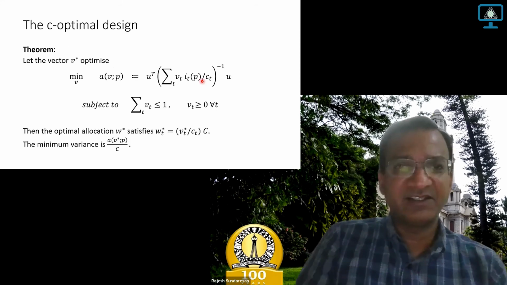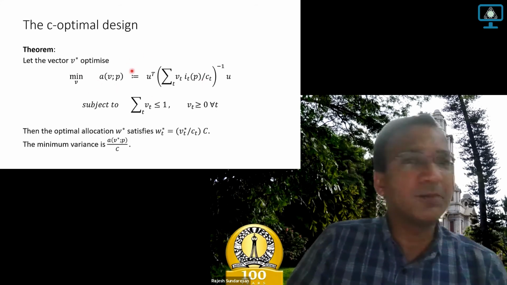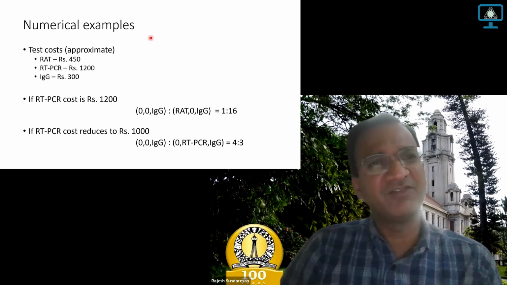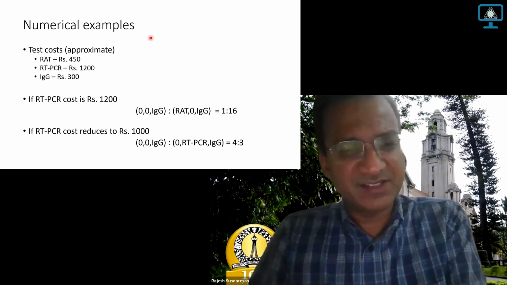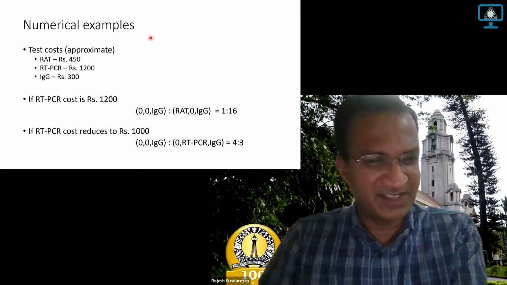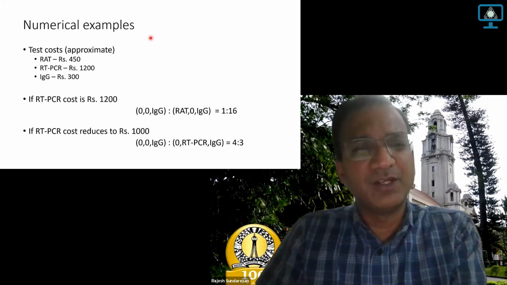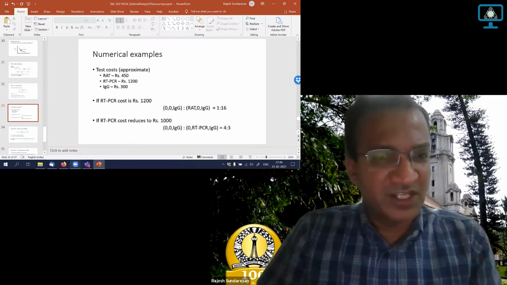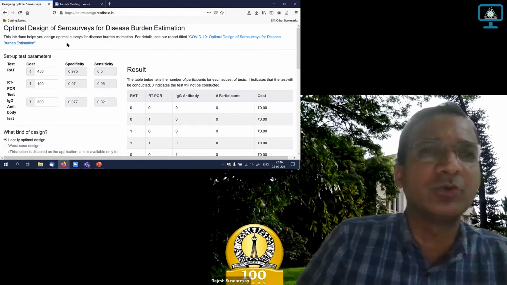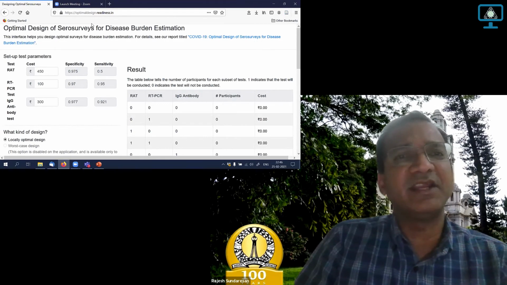And that concludes the discussion about this C optimal design. I now want to maybe give one or two numerical examples and then speak about some extensions. So I'll just do one numerical example. For this, we have built a tool, and I'm going to take you to that tool and demonstrate a design on that tool. So this is a tool that you can go to by getting to this website.